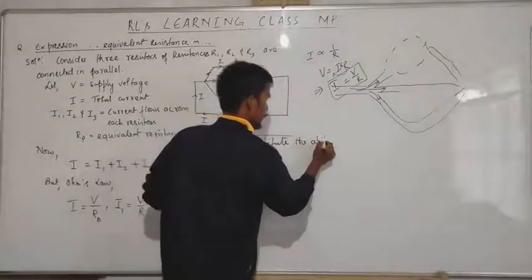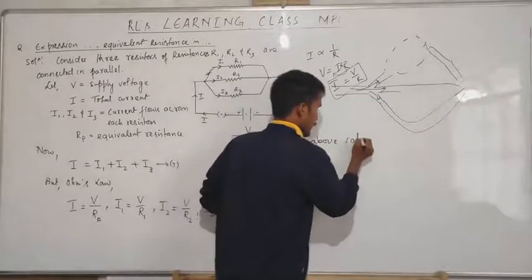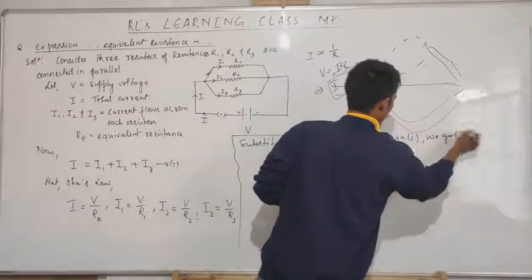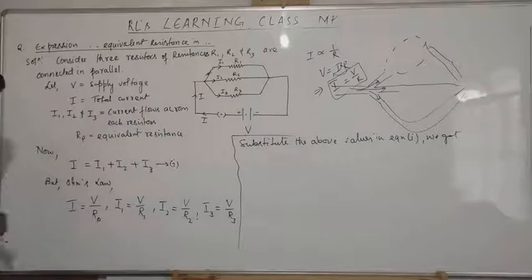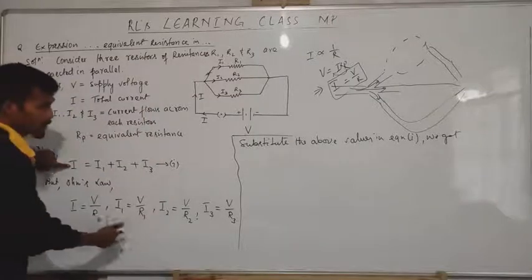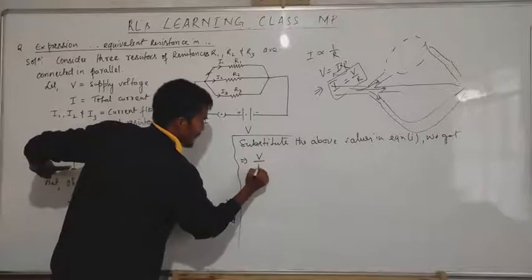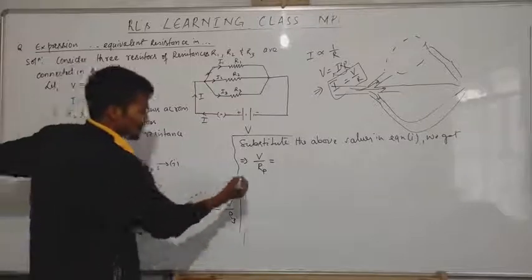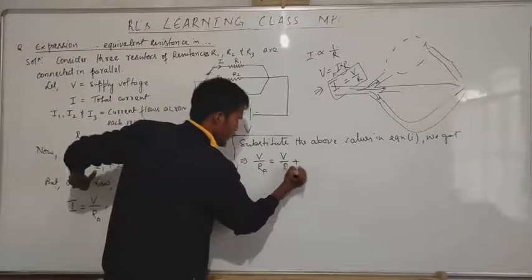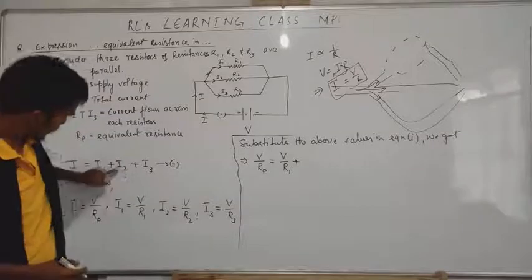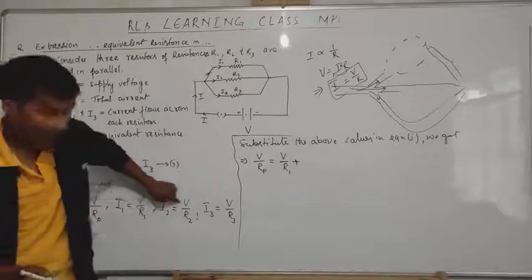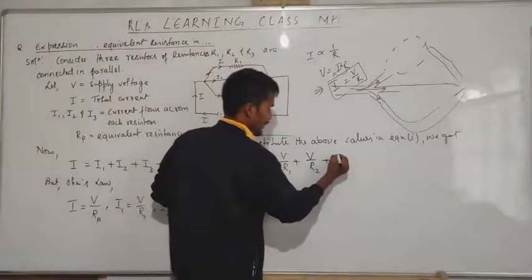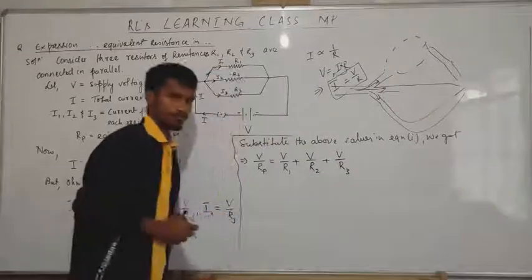Substitute the above values in equation 1. Okay, now in place of this I, how much did we get? V by RP, we can put it like this. Then in place of this I1, V by R1, and put here V by R1. Then in place of I2 we got V by R2, and put here V by R2. Then similarly for I3, V by R3.